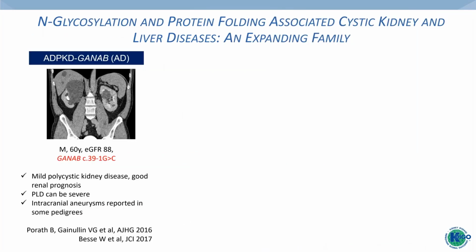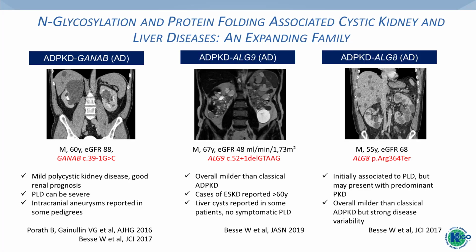Several genes involved in the N-glycosylation pathway in the endoplasmic reticulum have been linked to the ADPKD spectrum in the past few years. Pathogenic variants of GANAB are associated with a mild form of PKD, with usually an excellent renal prognosis. Polycystic liver disease can be severe in some GANAB patients, and intracranial aneurysms were reported in some pedigrees.